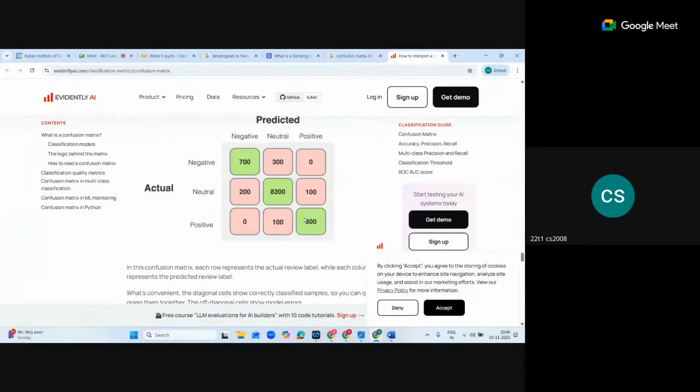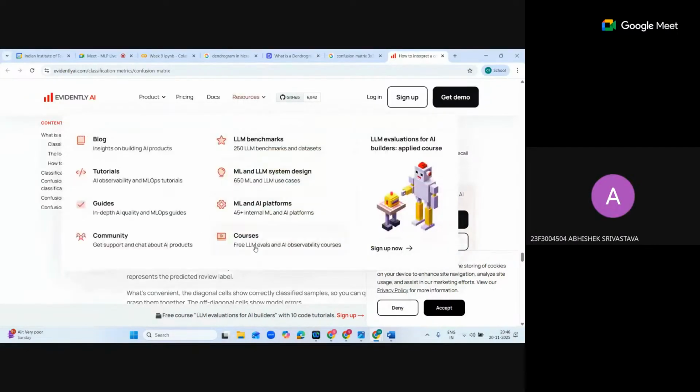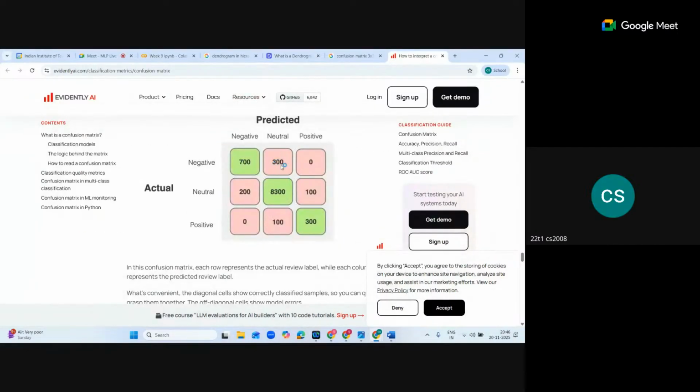Okay. So if I want to ask you how many true positives are there? Now see, rows are actuals, right? These are actual, and columns are predictions. That means, let's see what is this 300. This 300 means actually the label is negative, but I have predicted it to be neutral 300 times. Okay, actual negative, prediction neutral 300 times.